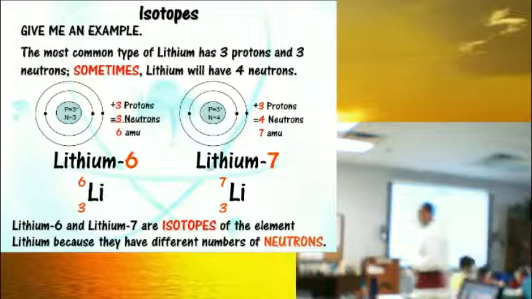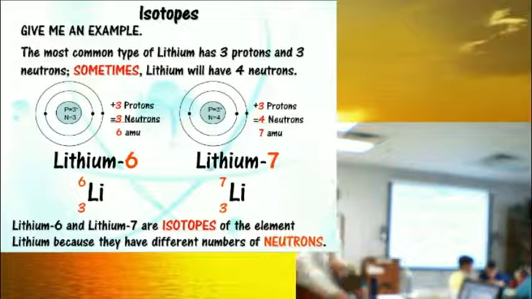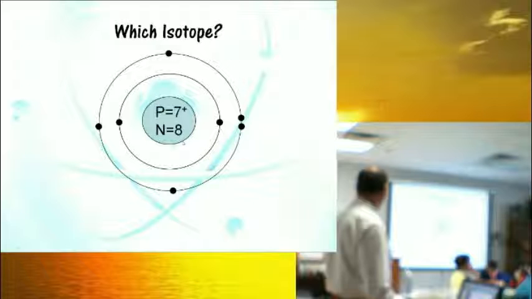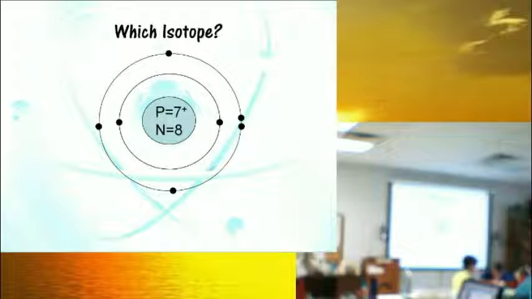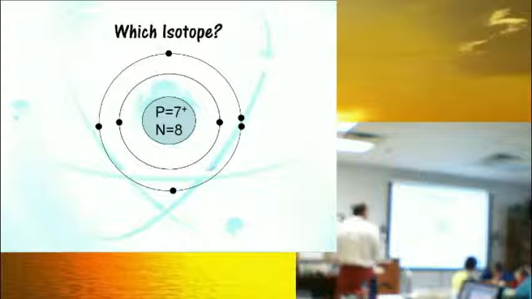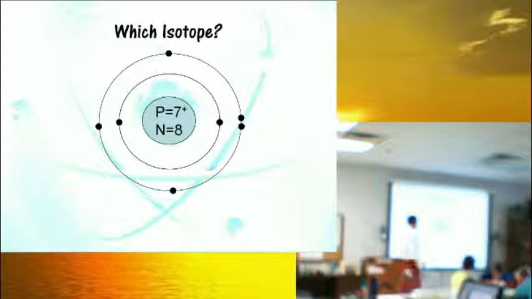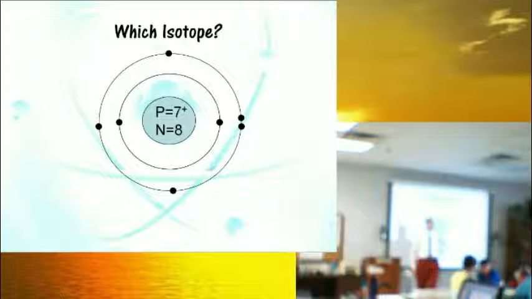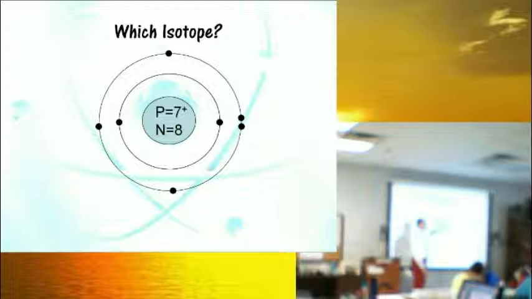Okay, let's do some examples. What is the isotope here? You need your periodic table. What is it and what isotope is it? 11. Yes, but what is the name? What element has 7 protons? Nitrogen. So this is nitrogen what? Nitrogen 7? No, what do we say? We use the... nitrogen what? Not nitrogen 7, no. Nitrogen 8? No. Neutrons.